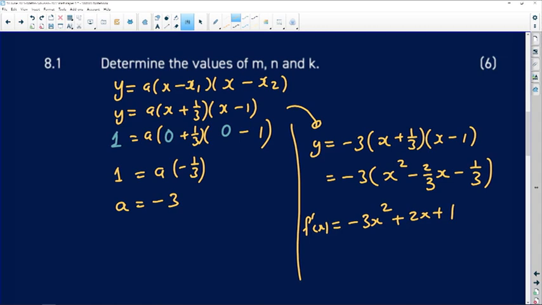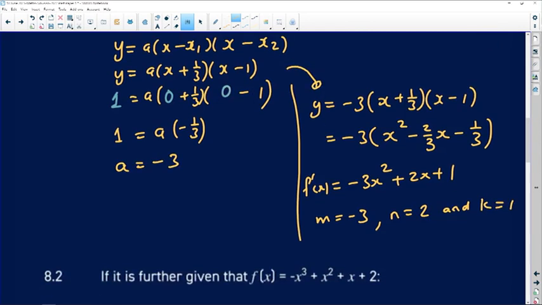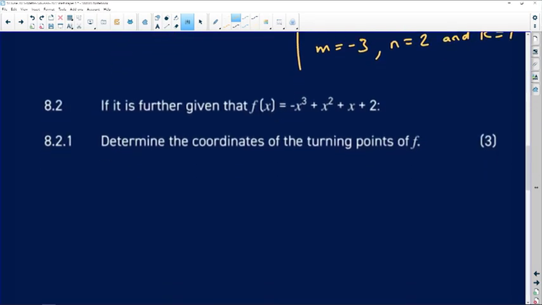I think you'll agree with me, from what we are currently sitting with, we can claim that since they're looking for the values of m, n, and k, our final answer is that m is -3, n is 2, and k is equal to 1. This is how you work out these things. No matter where you are, the equation of a parabolic function will always be the same, and this is how you always find the equation of this graph if you've got two x-intercepts given.